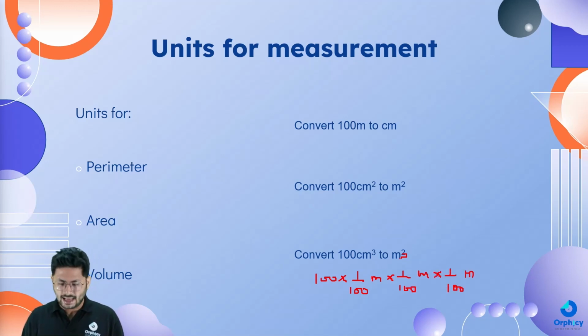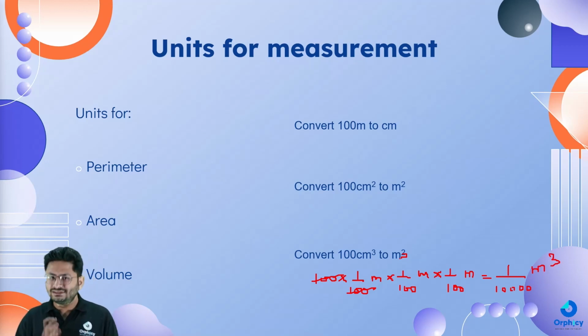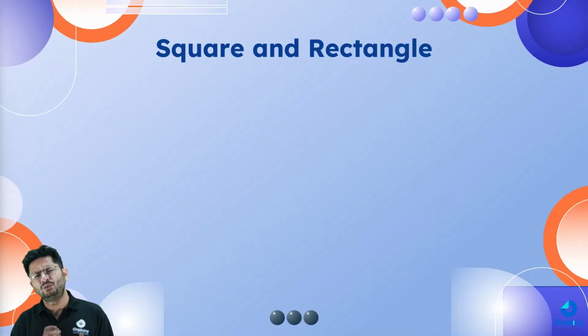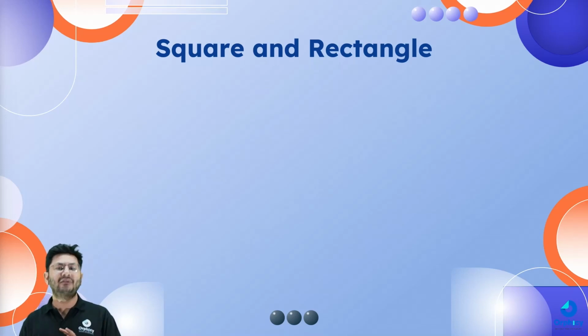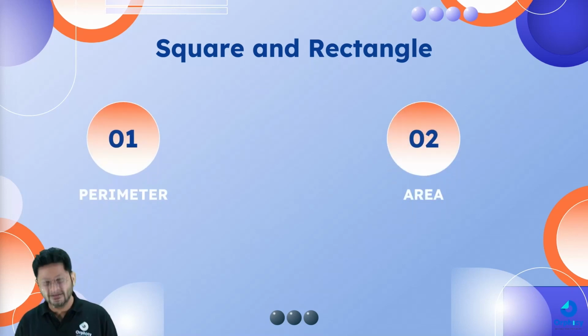Correct? And one of the 100 will cancel out and will be left with 1 by 10,000 meter cube. That's all. This is how we can do all the conversions if we remember the table that we just made. Now let's move on to the next thing, that is square and rectangles, and we will try to calculate what is the perimeter and the area of the same.